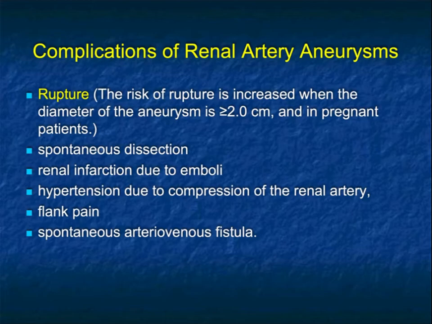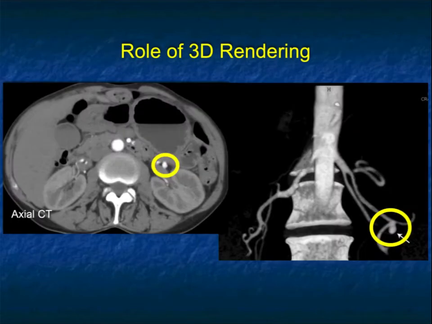Now, in terms of complications of renal artery aneurysms, the key one, of course, is rupture, but you also can see spontaneous dissection, renal infarction, hypertension, flank pain, and spontaneous AV fistula. But again, rupture is the one that's really the most critical.